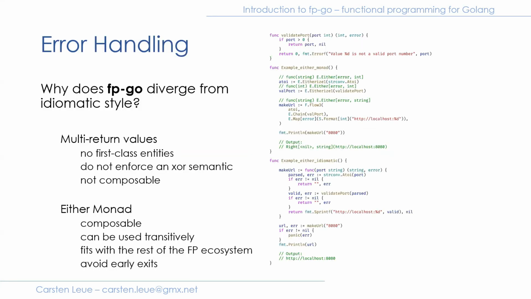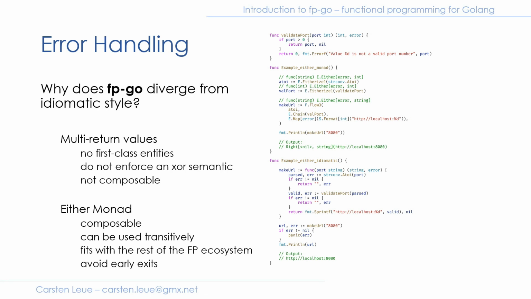An example can be seen here. In the top example, you can see this make URL function, which does a sequence of operations. It converts a string to an integer, then validates that the integer is a port number, so it's positive basically, and then it formats it as a string. And you can see we can use the flow operation and just chain one operation after the other by using the standard chain and map operations and the flow operator without explicit error handling.